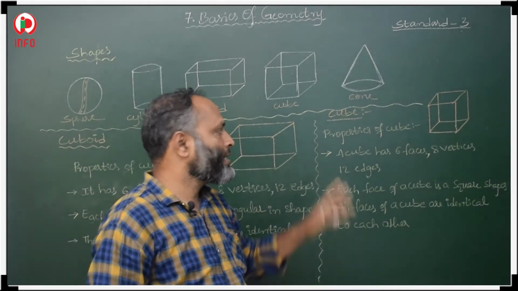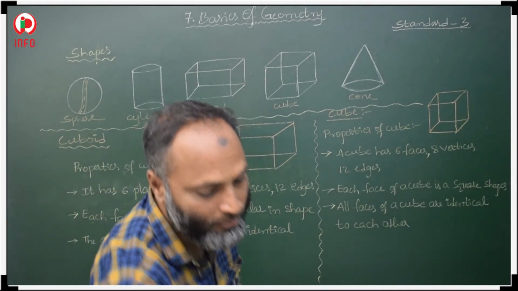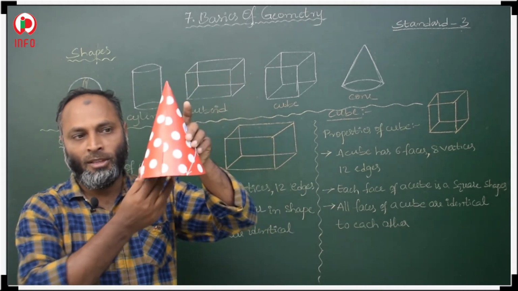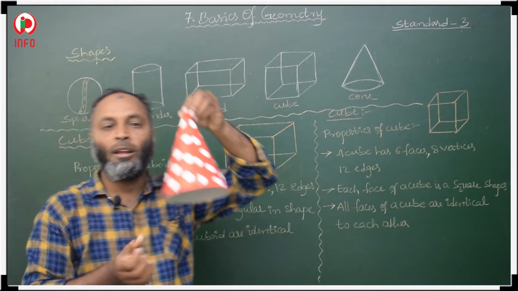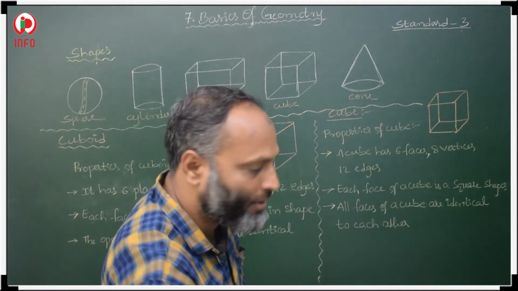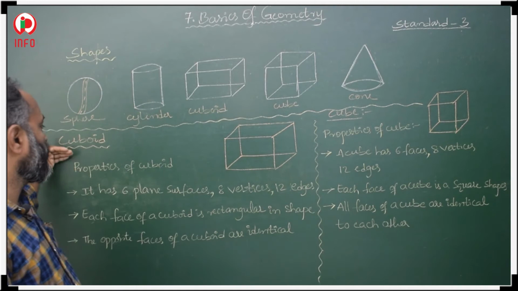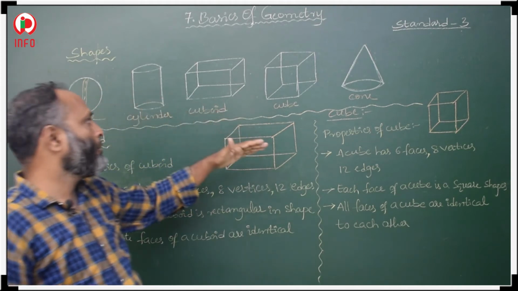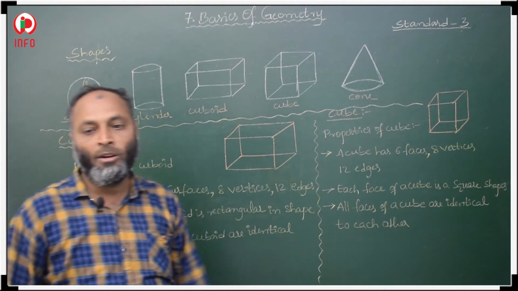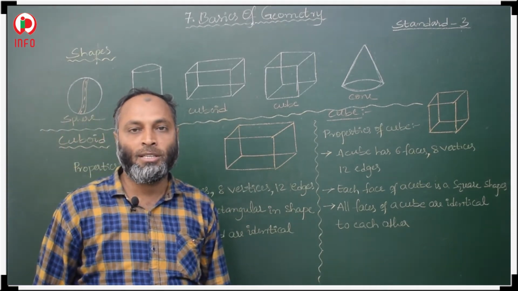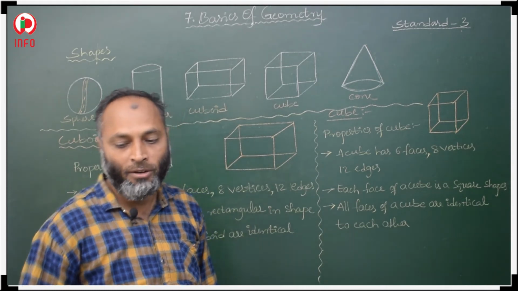Okay. Next, after that, cone. This is a cone. Now, after that, we are going to discuss one by one the properties of a cuboid, cube, cylinder, cone, and sphere. All these properties we are going to discuss.